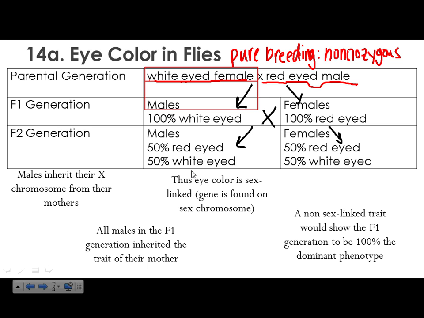If this were non-sex linked, that F1 generation would all show the dominant phenotype. So when Mendel did this with his pea plants, he mated a tall plant, big T, with a short plant, little t, and the first generation was all big T, little t. They were all tall. So we don't see that. If it were non-sex linked, that F1 generation would be all red-eyed. The fact that it is inherited differently for males and females tells us that it must be sex-linked.